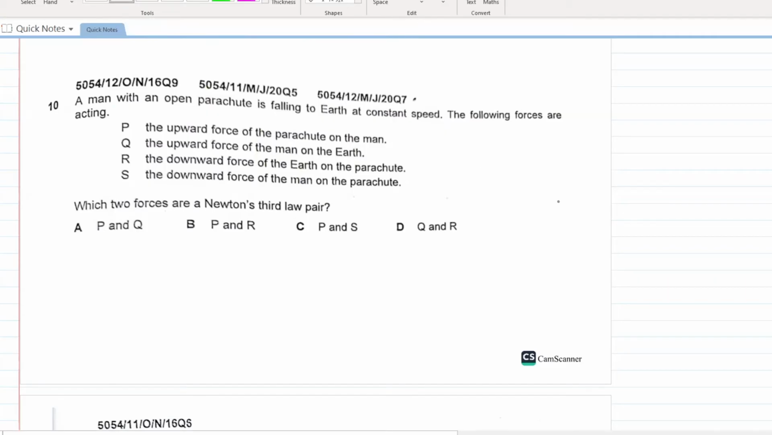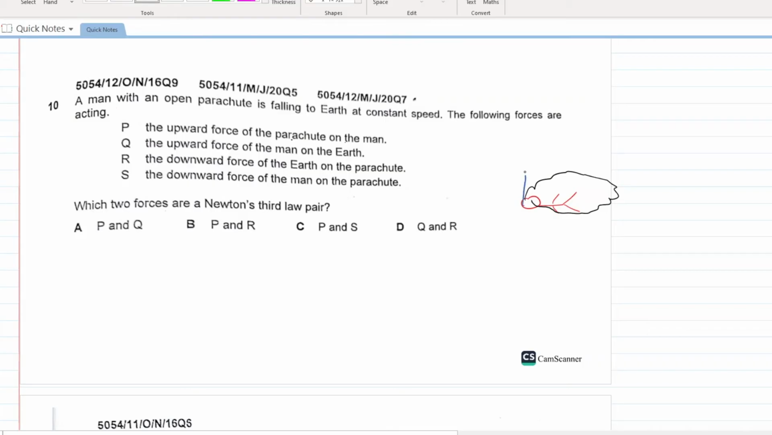Very, very easy. Let's say this is a person falling with a parachute like this. The upward force of the parachute on the man, something like this.